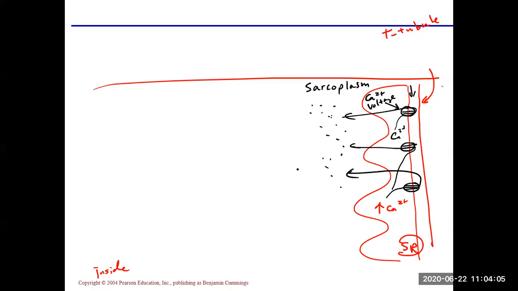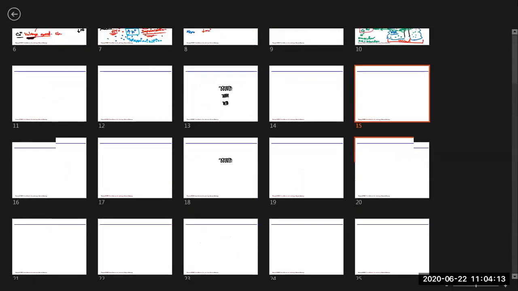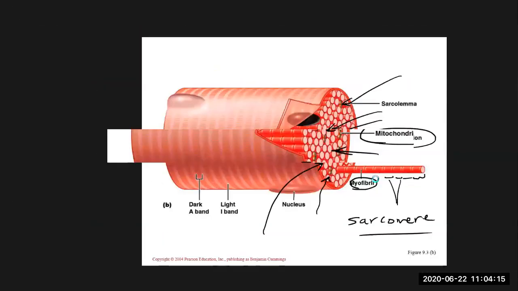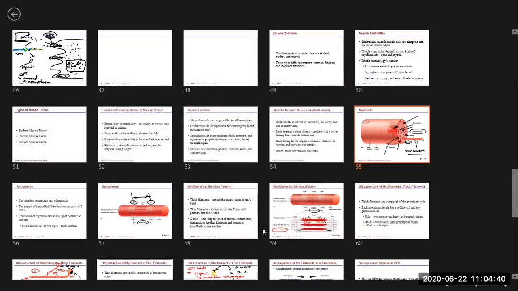Inside of the muscle cell, there are myofibrils. The myofibrils look something like this. There are a lot of these myofibrils available inside of the muscle cell. So what we're looking at is one of these myofibrils, and you assume that there is calcium around.